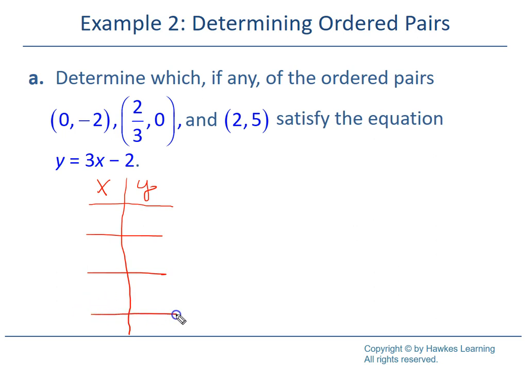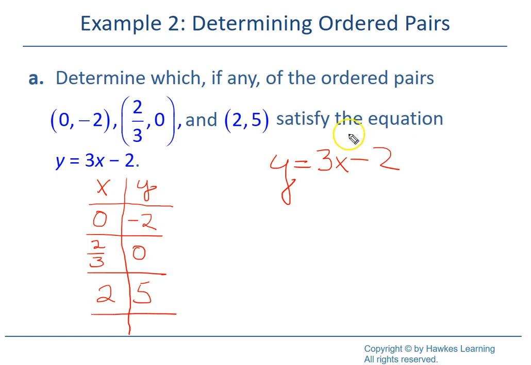And they're giving us 3 points. Here this is 0, -2. And do this with me. This is going to be 2/3, 0, and this is 2, 1/5. And this is the equation they're giving us to work with. Y equals 3x minus 2. So include all of this in your notes.